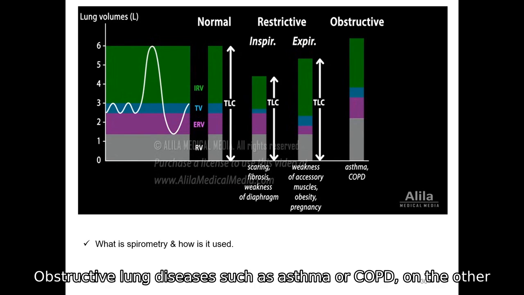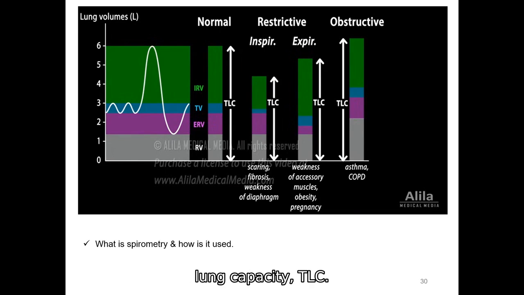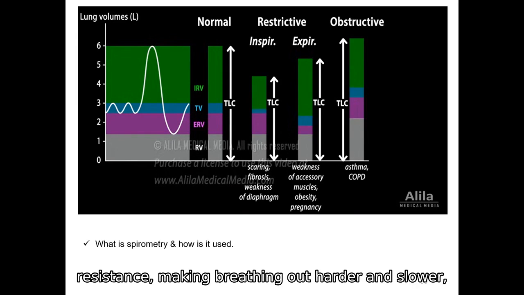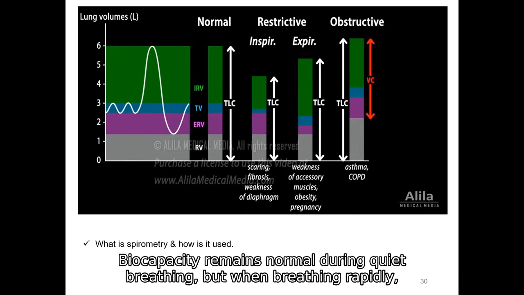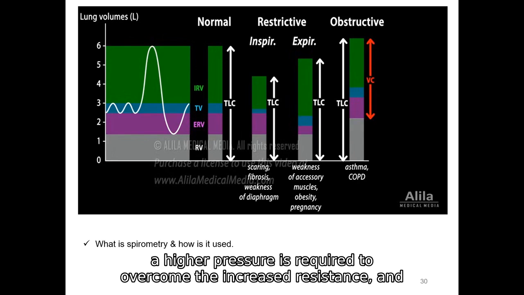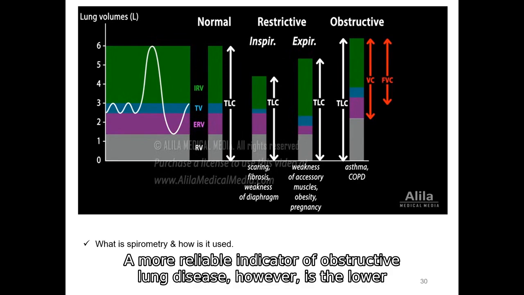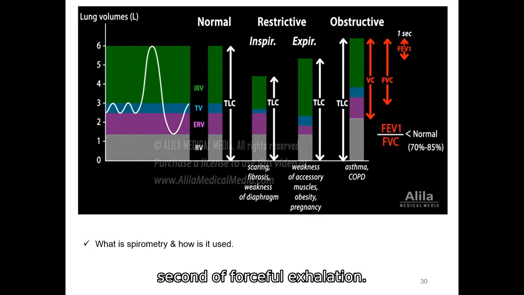Obstructive lung diseases, such as asthma or COPD, on the other hand, show a normal or somewhat increased total lung capacity, TLC. This is because the obstruction increases lung resistance, making breathing out harder and slower, and this results in increased residual lung volume. Vital capacity remains normal during quiet breathing, but when breathing rapidly, a higher pressure is required to overcome the increased resistance, and forced vital capacity is reduced. A more reliable indicator of obstructive lung disease, however, is the lower percentage of air that is exhaled during the first second of forceful exhalation.